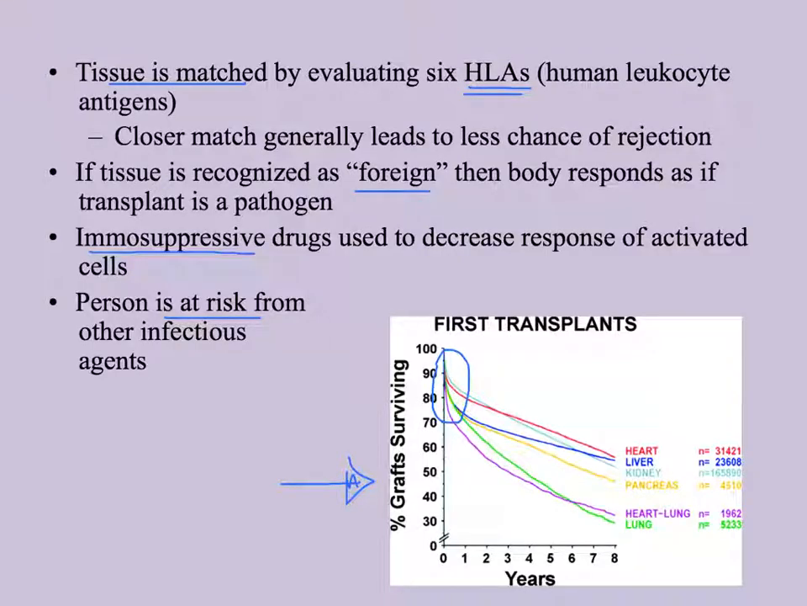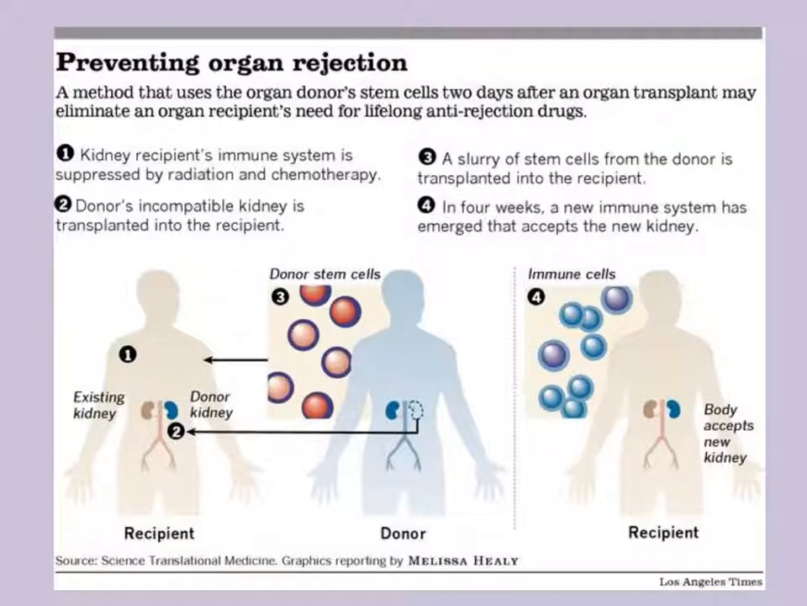I found this interesting graphic that talks about a technique that is being tested and investigated for preventing organ rejection when you have a live donor. So this is a kidney donor situation where someone has donated a kidney, and along with the kidney, we have stem cells being provided by the donor.